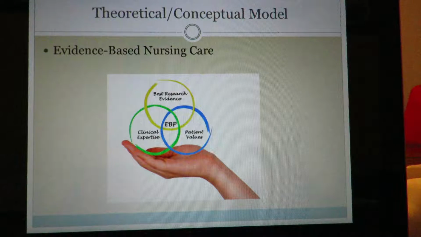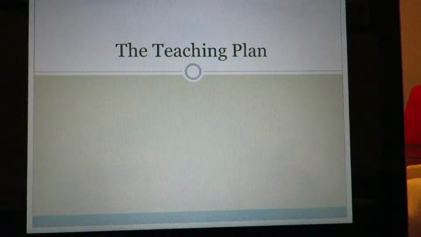The theoretical model used for the course in my lesson is that of evidence-based nursing care. And with evidence-based nursing care, we are using the best research evidence, patient values, and clinical expertise when creating a care plan that is specific to the patient and meets the patient's needs. I will now further discuss the details of my teaching plan.